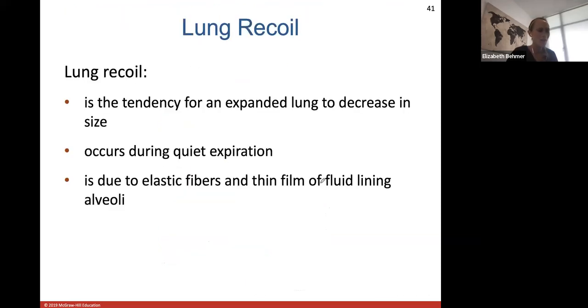Lung recoil is the idea that our expanded lungs can decrease in size and go back to their initial size. This occurs during quiet expiration, and this is due to elastic fibers and the thin film of fluid lining your alveoli.